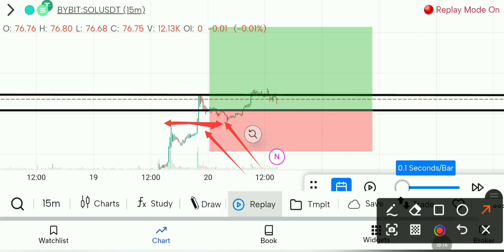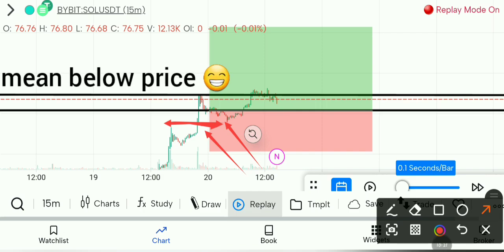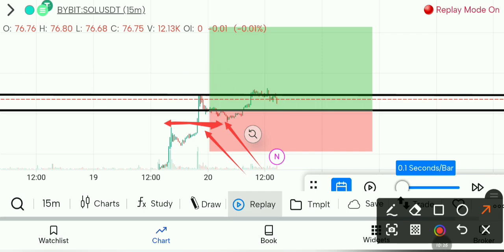If I turn on my Bollinger Band or my EMA 50 now, you're going to see that the EMA line is also below price. And if the EMA 50 is below the price, it is telling you that it is a continuation. EMA is a technical indicator that tells you where the trend is. Is it an uptrend? Is it a downtrend? How high is the trend and how low is the trend?